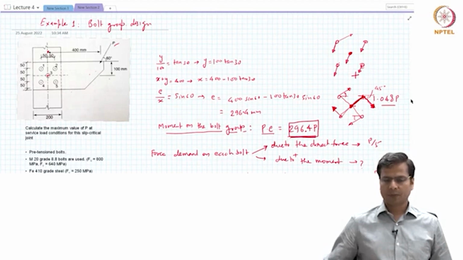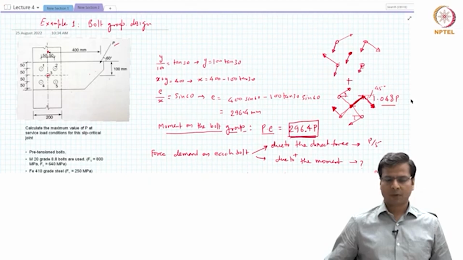Bolt 2, they will be like this. Bolt 3, again we discussed, there is no force because of the moment, so the total force demand will be very low. Bolt 4, this is this direction, this is this direction. So again, the angle is very large between the two forces. Therefore, the net component may not be the largest.